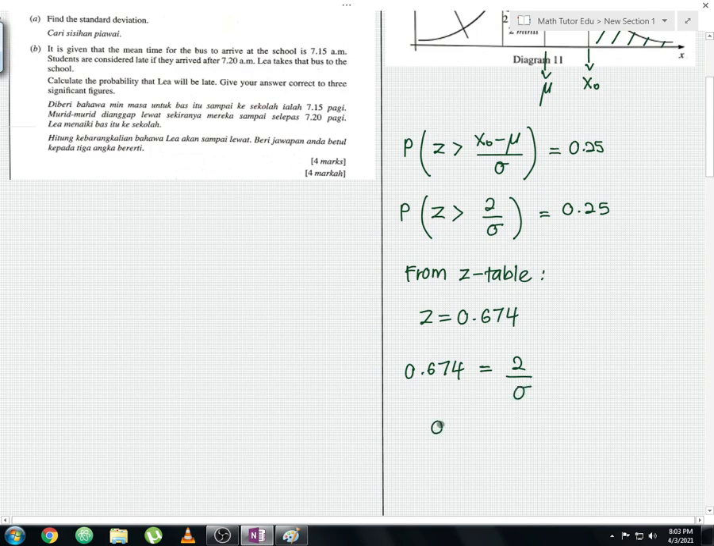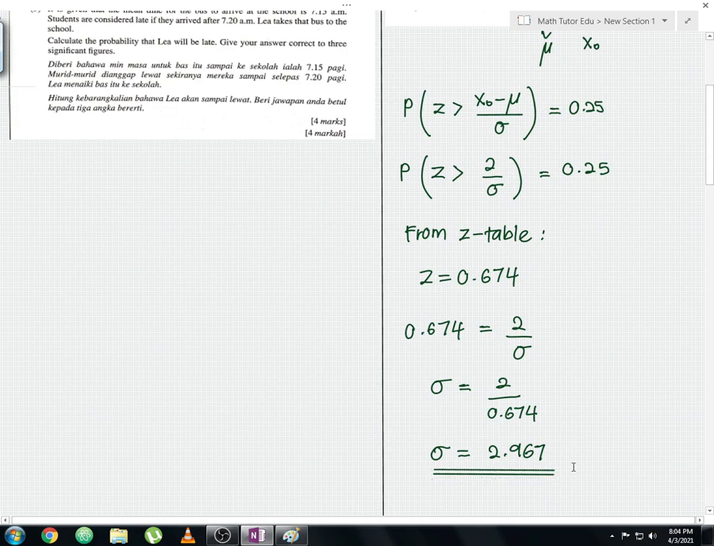So from here, your sigma, also known as the standard deviation, is equal to 2 divided by 0.674. Let me press my calculator. So from here, you should get your answer 2.967. So this is your standard deviation. Let me underline the solution for the question part A.